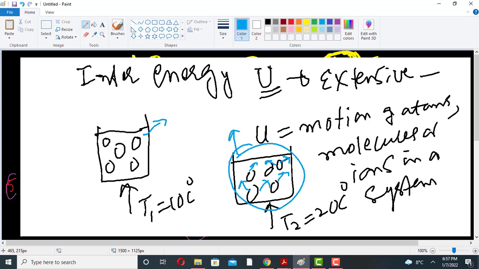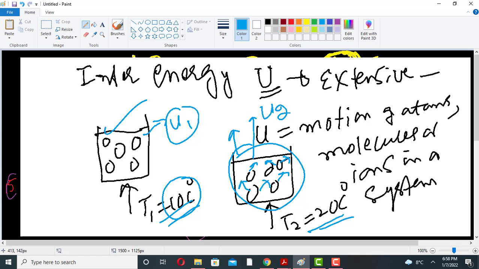Suppose the internal energy at temperature 10 degrees was U1, and if the temperature is 20 degrees, the internal energy increased to U2. Similarly, if we decrease the temperature of this system, the internal energy of this system will decrease. So the internal energy of a system is a function of the motion of molecules. It shows the motion of molecules of a system.